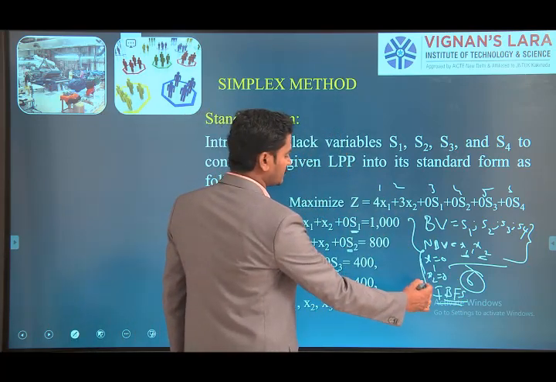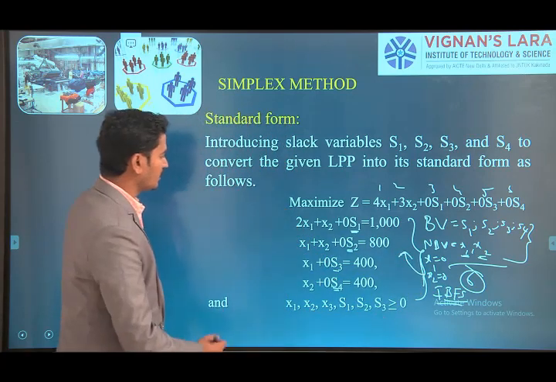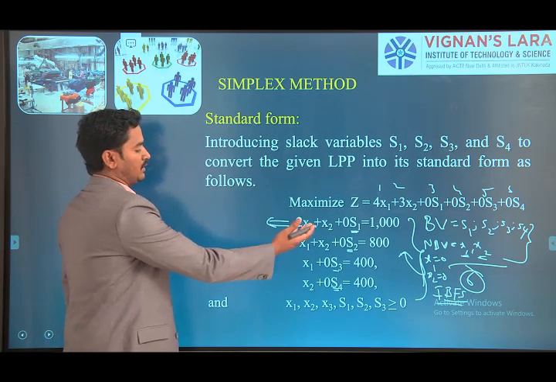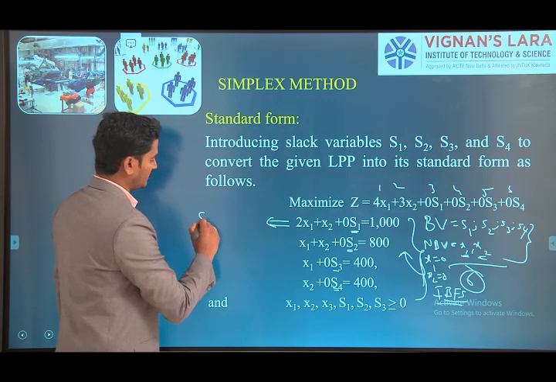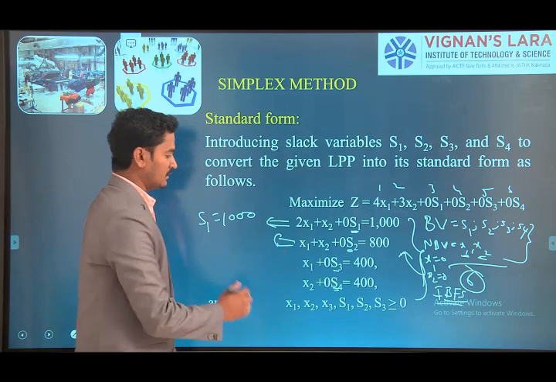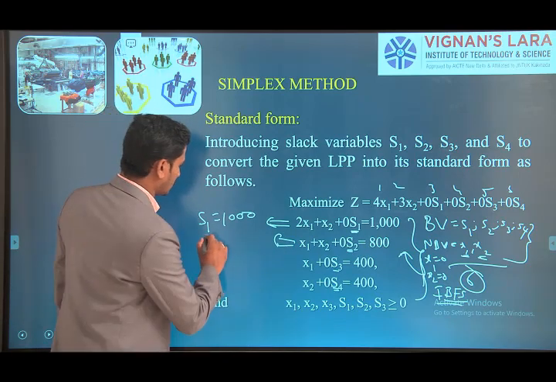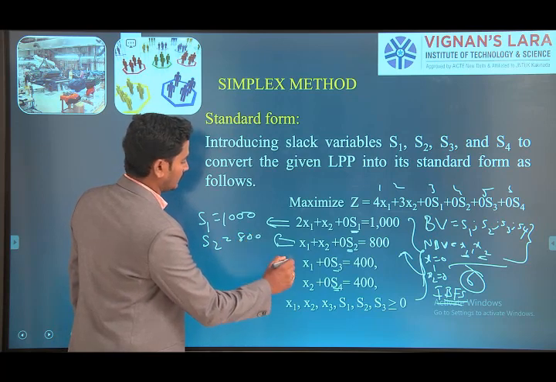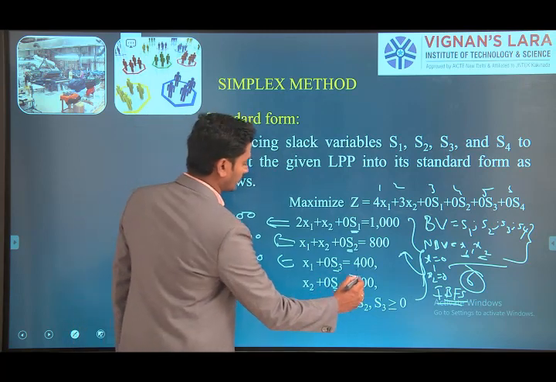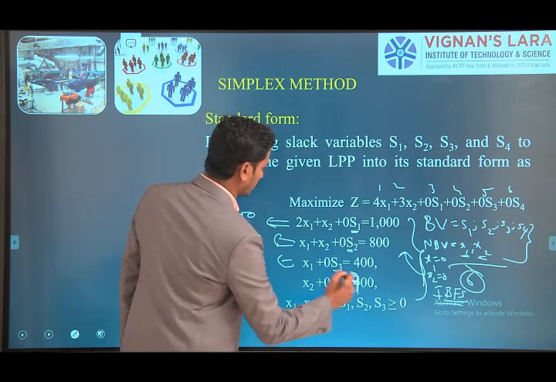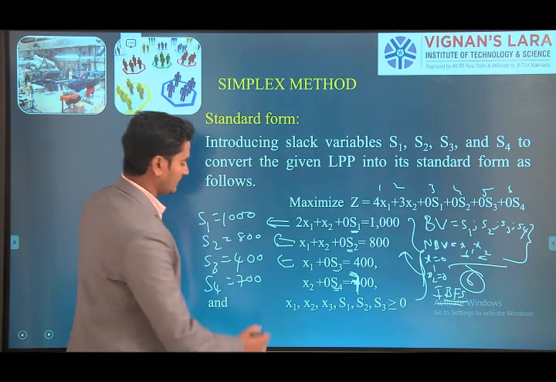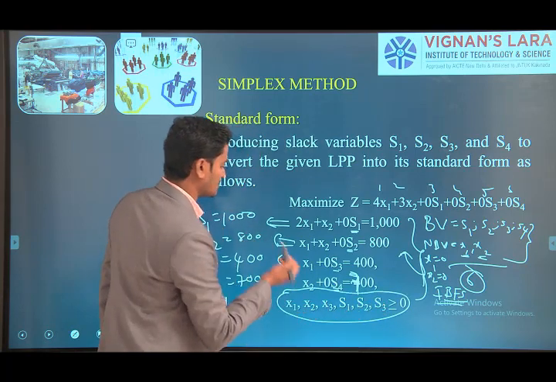Now we are going to substitute these values into these constraints. Okay. First, coming to the first constraint. Here we are substituting x1 is equal to 0 and x2 is equal to 0. What do we get from this? s1 is equal to 1000. Then coming to the second constraint, here also we substitute x1, x2 as 0, and s2 is equal to 800. From this we get s3 is 400. In our problem we have 700, and s4 is equal to 700. Okay, these are non-negative constraints.